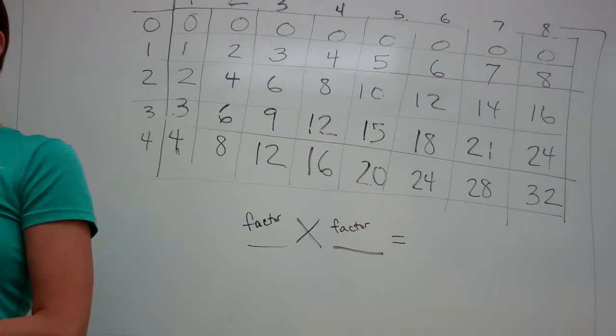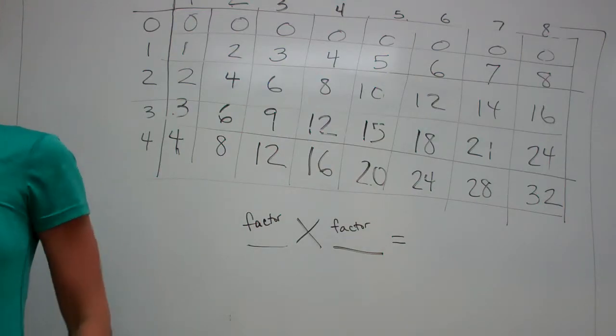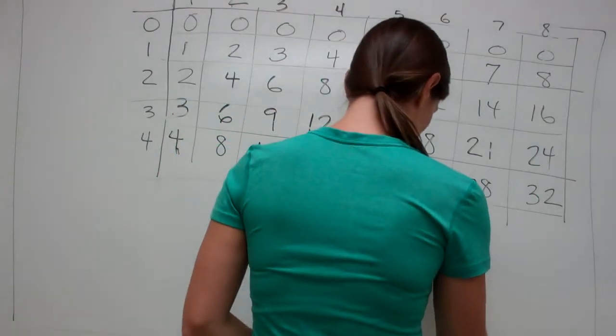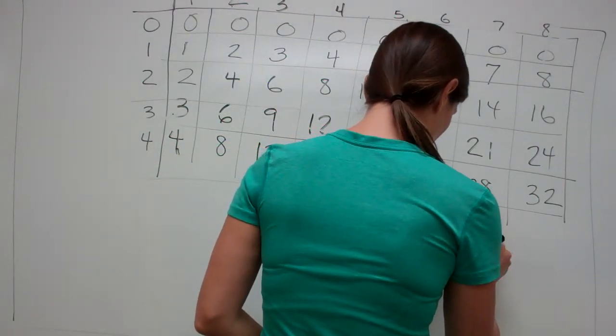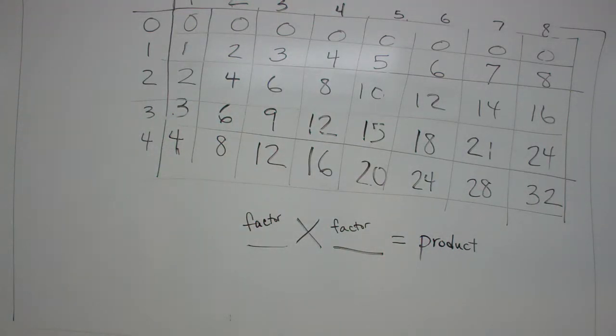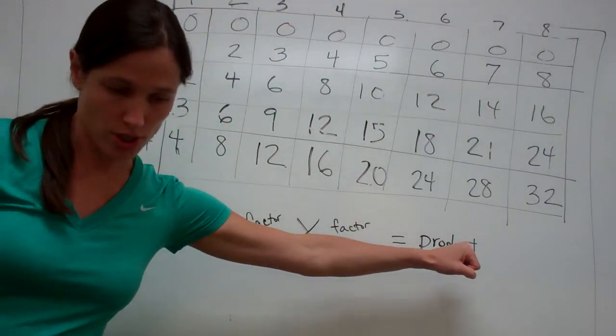It starts with a P. The answer to a multiplication problem is called the product. Okay? So just like when you're doing addition, addend plus addend equals sum, with multiplication, factor times factor equals product.